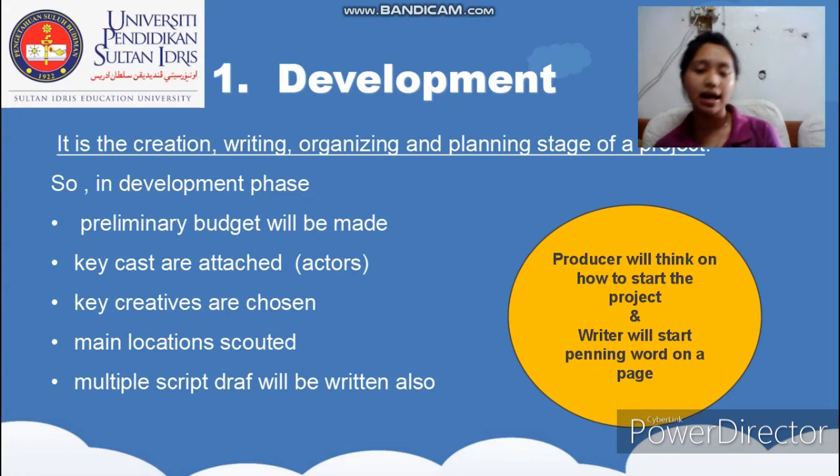The second one is key cast. It means which actors you want to use. For example, my main actor will be a boy, or maybe two boys. Next is key creatives, your creation of your video. The next one is main location scouted. For example, my scene one will be shot in a restaurant, my scene two will be shot at home, showing how they follow the SOP and stay safe during COVID-19. The producer in the development phase will think how we start and how we end, and the writer will write down the script draft.